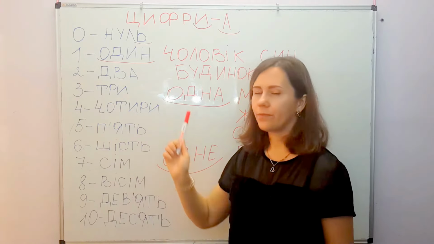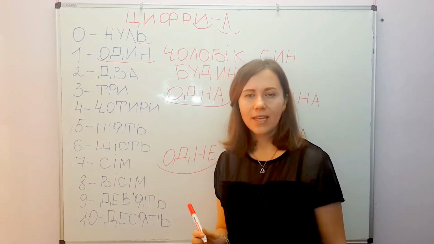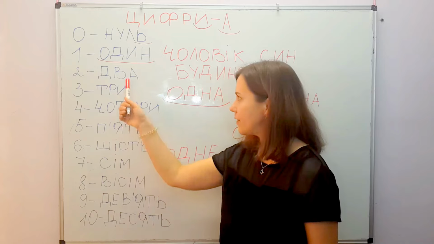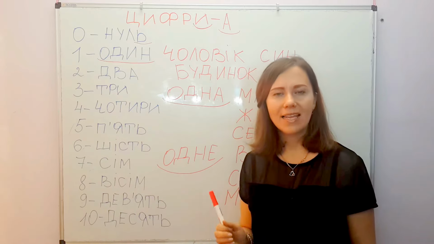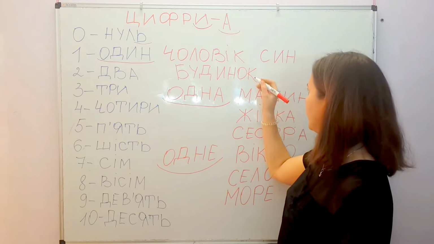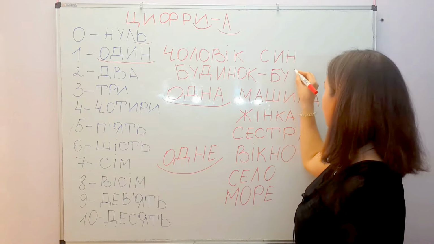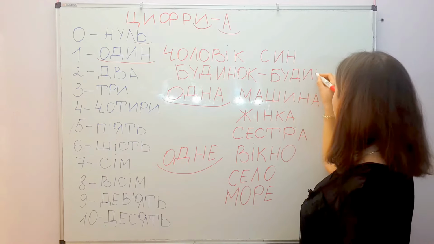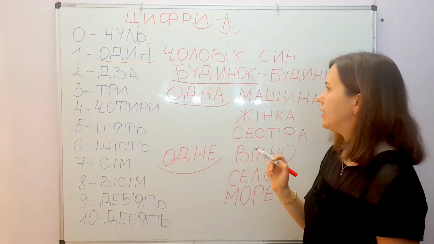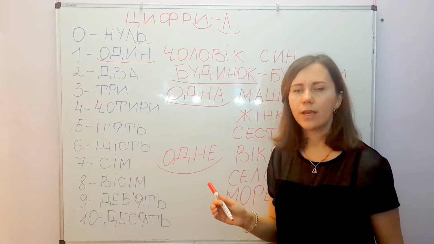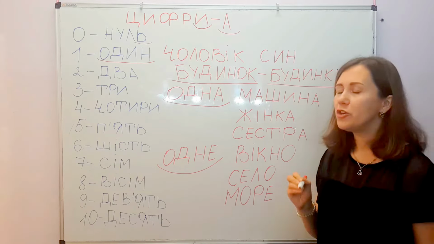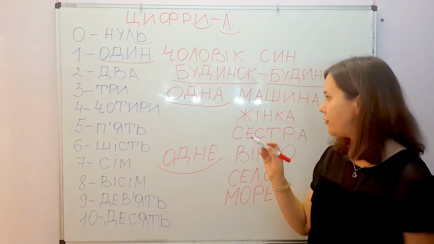Наступна цифра – два. Два we also change according to the genders of nouns. Два we use with nouns of masculine and neuter genders. For example, два будинки – two buildings. Okay, so будинок is one, but два is two, means we need plural, so we have to change будинок into plural, and then we get будинки.